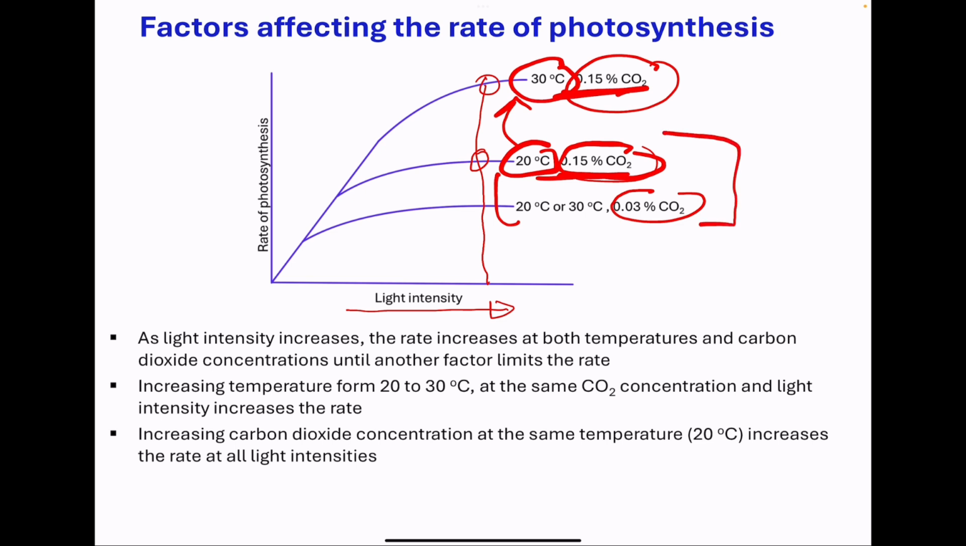Here I'm looking at these two experiments. So temperature is at 20 degrees Celsius, 20 degrees Celsius, and if I draw a vertical line again, same light intensity, I'm considering that result and that result. If we increase the percentage of carbon dioxide from 0.03% to 0.15%, we see the rate of photosynthesis increases, again until some other factor limits the rate. Another factor limits the rate if we see the curve leveling off.